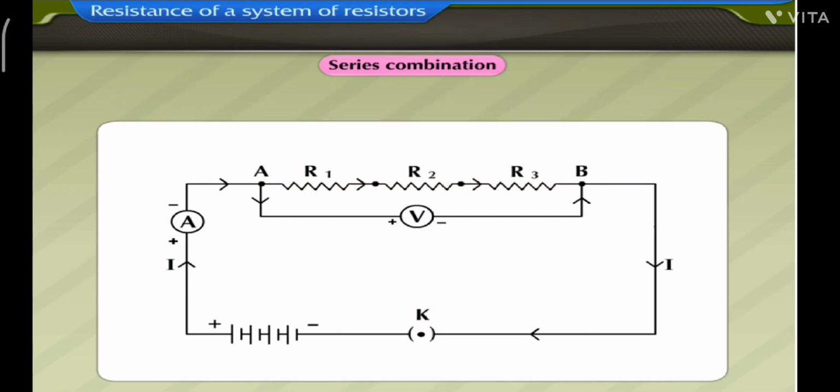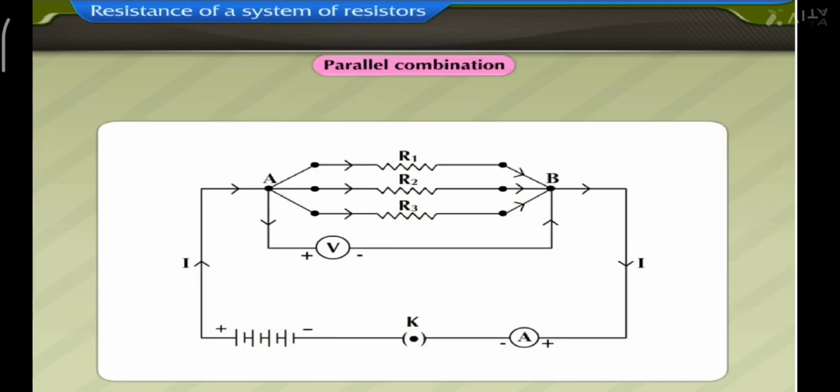In this circuit, three resistors of resistances, say R1, R2 and R3, are connected end-to-end. An ammeter connected between plug key K and point A measures current supplied by the battery. A voltmeter is used to measure voltage across the resistors. In this type of connection, the same amount of current flows through each resistance. This type of joining of resistors is called resistors in series.